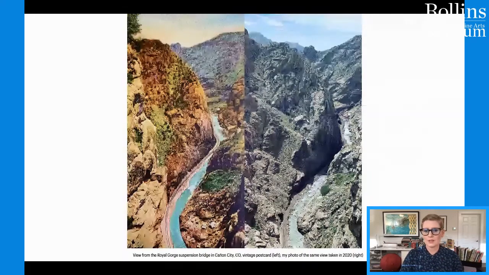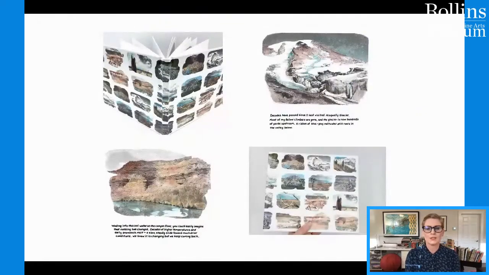And on the left, there's a vintage postcard, probably from the 30s. And you can see it's a photograph that's been hand colored. And then I stood in exactly the same place on this suspension bridge over 1,000 feet up and took the same image. Just as a way of talking about postcards and posters and promotional materials for landscapes and the saturated colors that they use. And we'll definitely be talking more about this as we get into the next part of the project.